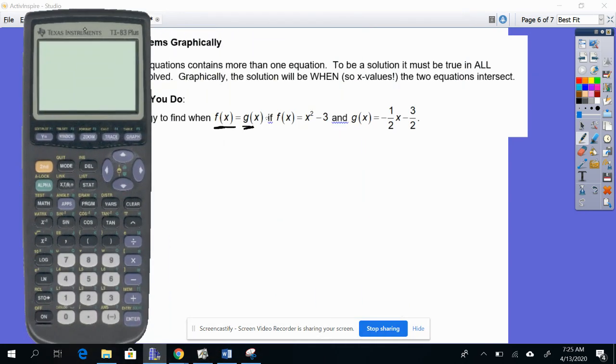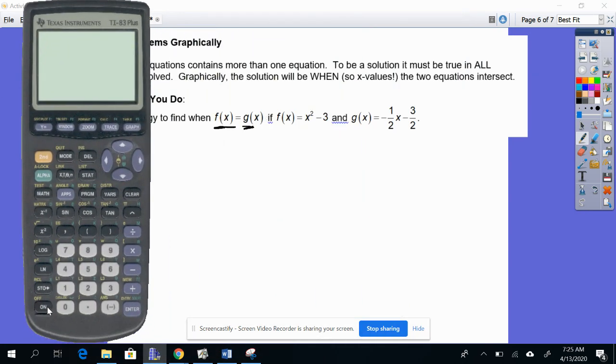So on my calculator, what I'm going to do is I'm going to take the first function. I'm going to put it in y1. I'm going to take my second function. I'm going to put it in y2. That's as simple as it gets. That's the hardest part. So x squared minus 3, enter, negative 1/2 times x minus 3 halves.